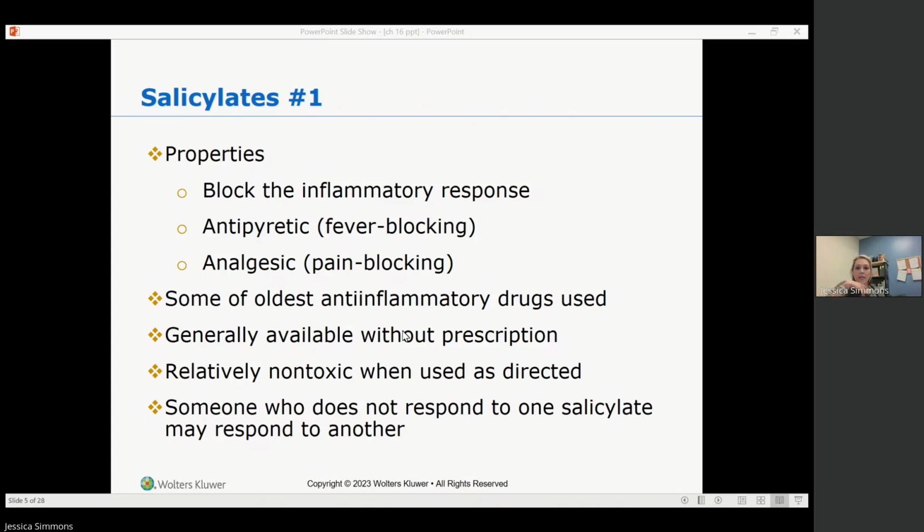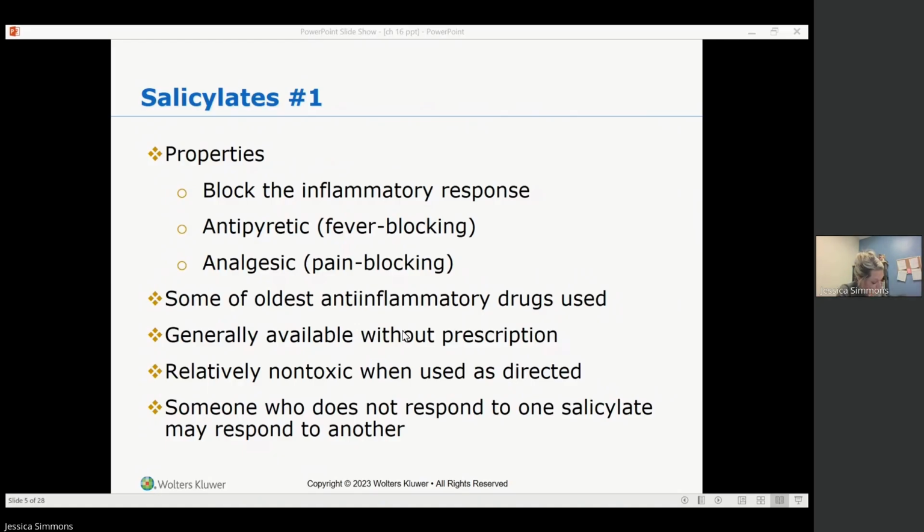So some of the oldest anti-inflammatory drugs are in this category. They are generally available without prescription, relatively non-toxic when used as described. And then someone who does not respond to one salicylate may respond to another. So salicylates include aspirin.